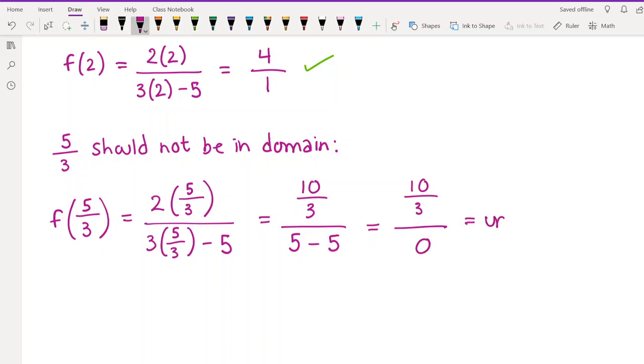I'll just say equals. The equal sign doesn't quite make sense here, but undefined is good, right? That's what we're looking for.